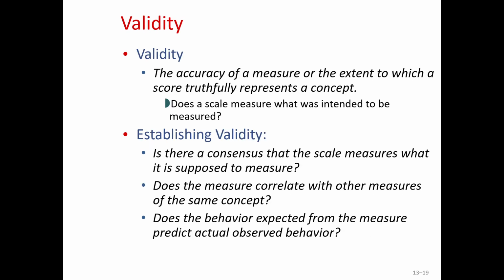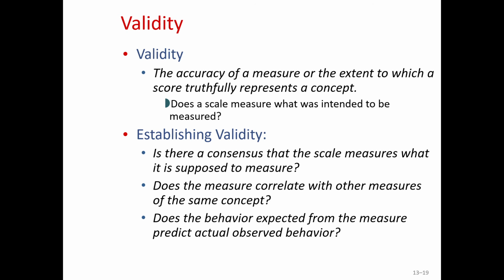Validity. A good measure should be both consistent and accurate. Reliability represents how consistent a measure is, and that the different attempts at measuring the same thing converge into the same point. Accuracy deals more with how a measure assesses the intended concept. Validity is the accuracy of a measure, or the extent to which a score truthfully represents that concept. So, in other words, are we accurately measuring what we think we are measuring?